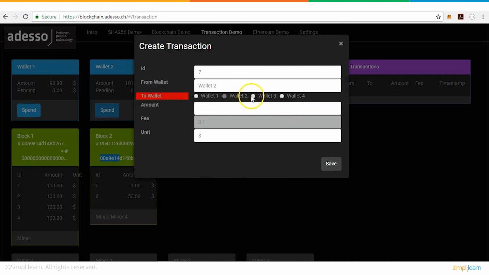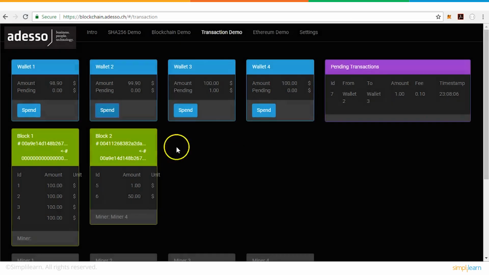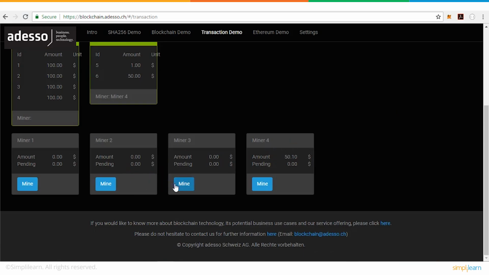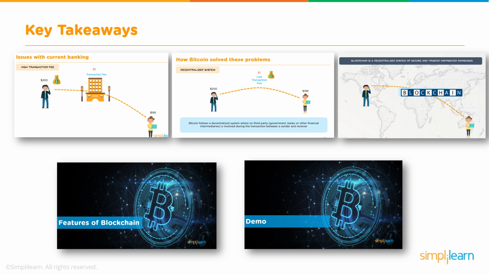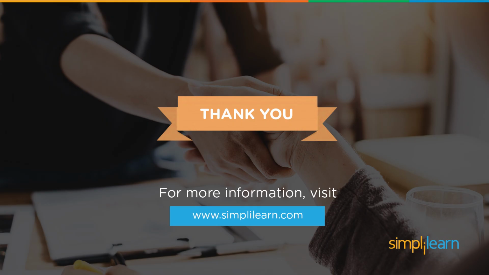Again, we can try another transaction, transferring $1 from wallet 1 to wallet 3, and say from wallet 2 to wallet 3 I have done a transaction, it is pending, it can be mined, and block 3 has got added. Now, what are the key takeaways today? We learned what the current issues in the banking system are and how Bitcoin solves them, what blockchain is, features of blockchain, and a demo of the features which we have seen. I hope you had a great learning session, and I'll meet you in the next session. Thank you.